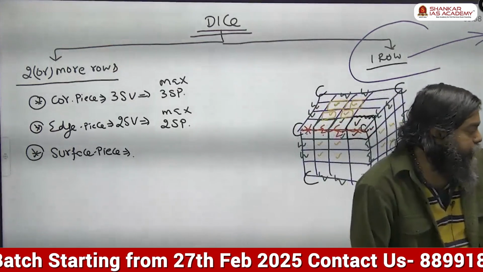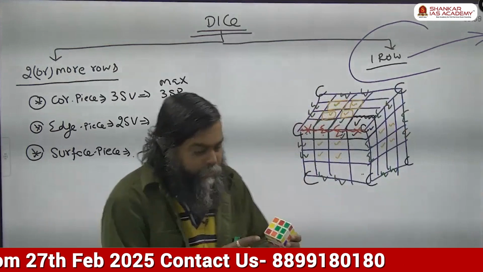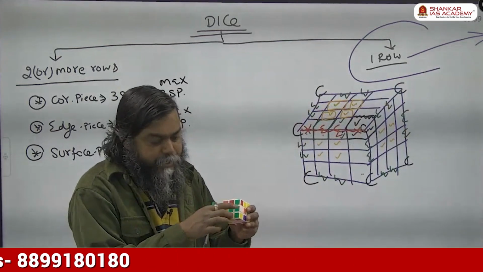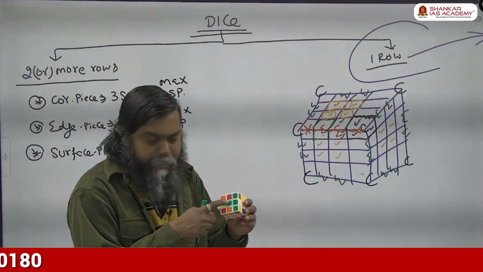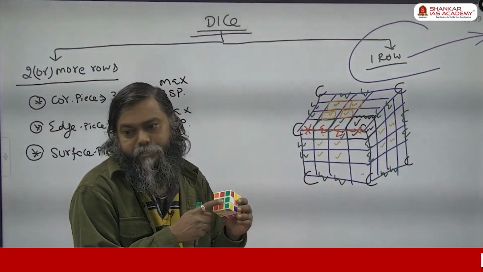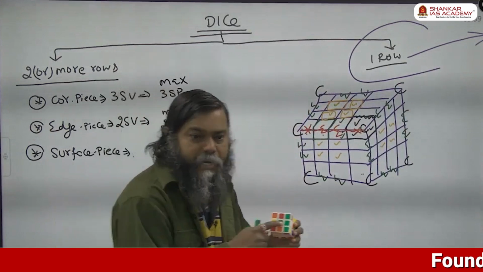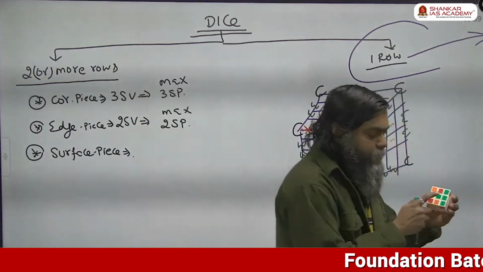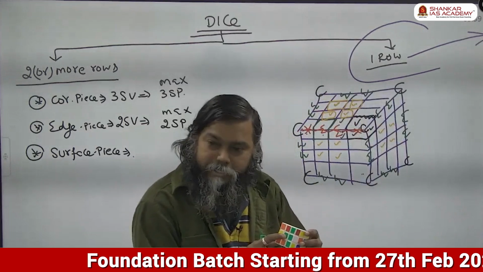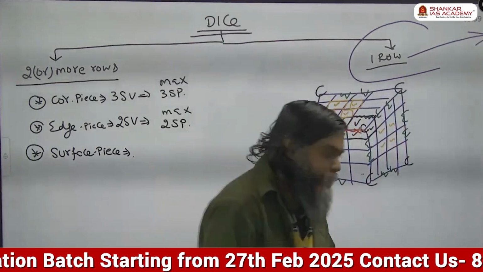Are you understanding this? Come to here. Corner, corner, corner, corner. Leave that. Edge piece, edge piece, edge piece, edge piece. This is called center piece. Is it visible to you? That becomes a surface piece. Are you understanding? This surface piece, out of its 6 sides, how many sides visible to you? One side. 5 sides hidden, not visible.